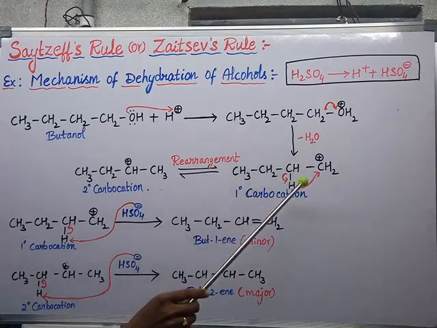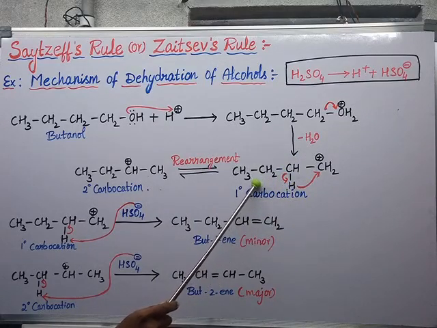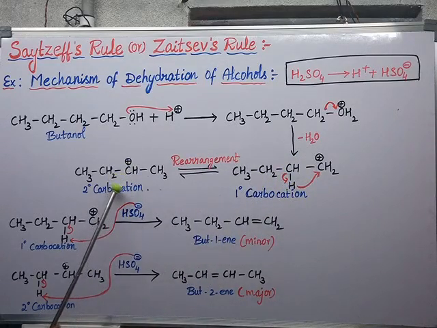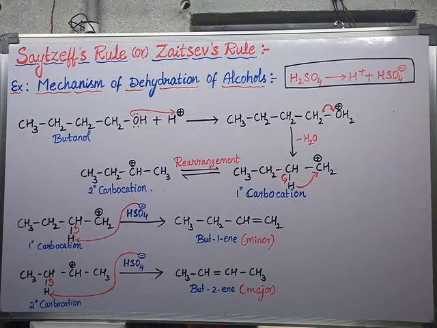So here the positive charge experiences less donating effect from the alkyl group, but here the positive charge is nullified by more alkyl groups. Because of that, the secondary carbocation is more stable than the primary carbocation. So the product formed from the secondary carbocation, but-2-ene, is more stable and forms as the major product. That is the reason in Saytzeff's rule we consider the highly substituted alkene the major product, because it forms from the most substituted carbocation. This is about Saytzeff's rule and its mechanism. Thank you so much for watching.